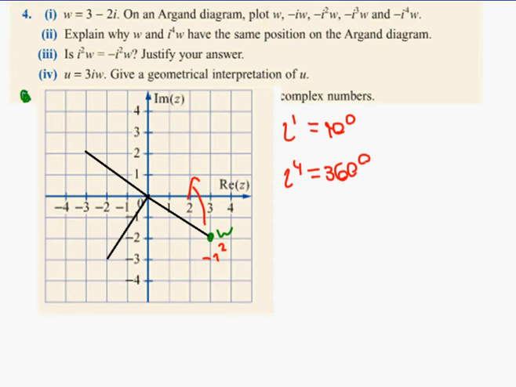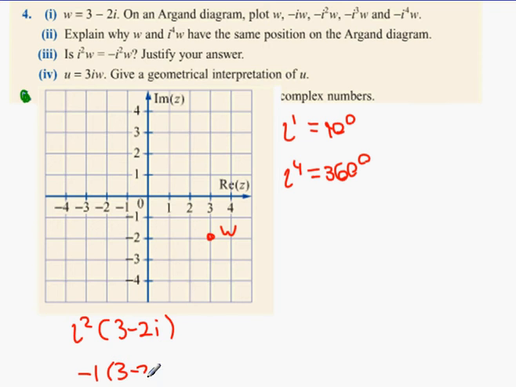Now, next question is: is i squared w equal to -i squared w? Justify your answer. Okay, so w is located here, and w is 3 - 2i, which is here. And then i squared w is going to be -1 times 3 - 2i, which is going to be -3 + 2i. So -3 + 2i is located here.